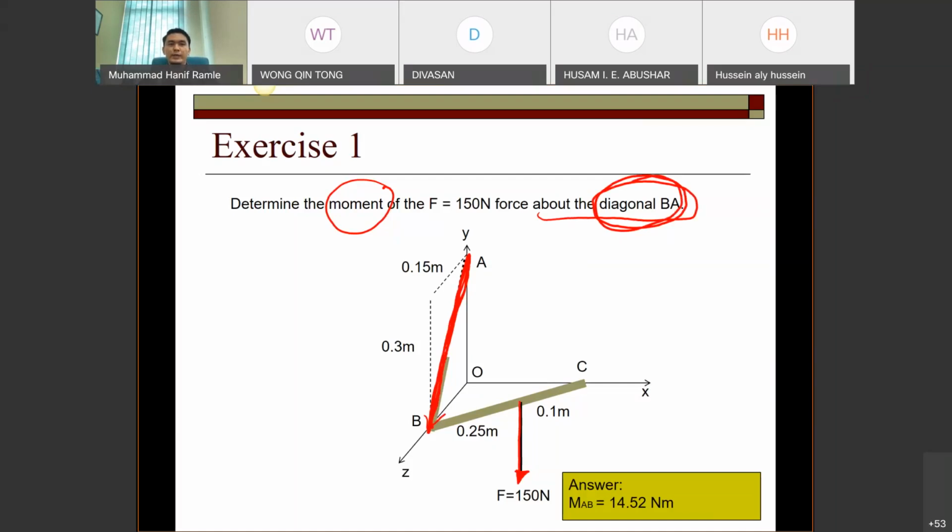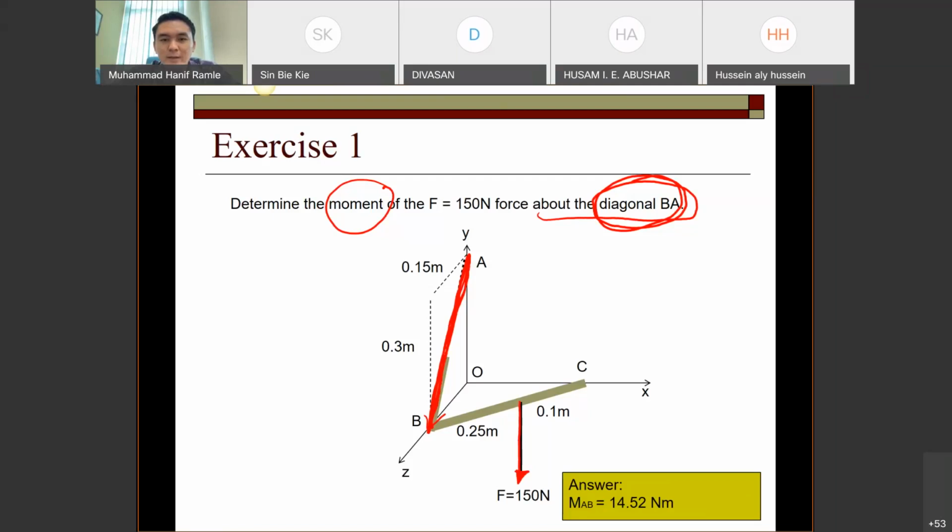Okay, let's start together. What is the first thing that you have to do? Can someone tell me what the first thing is? Okay, what should we do first? Find the R. Yes, correct. Find the R.